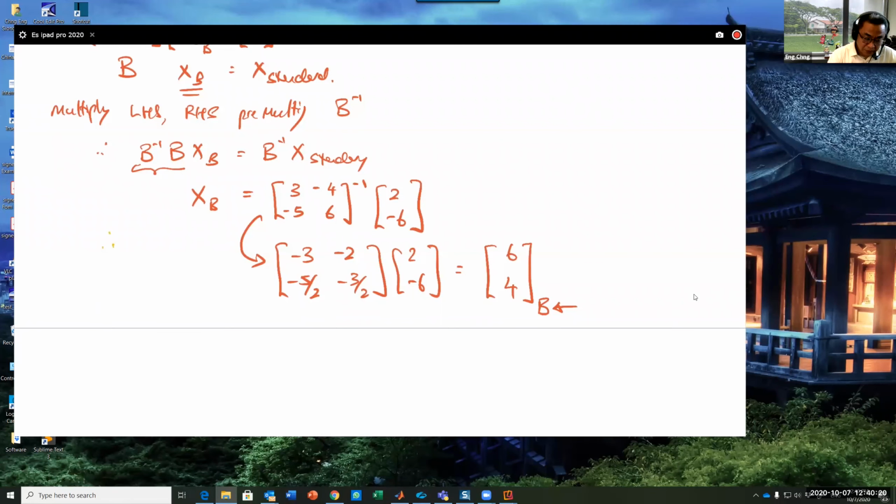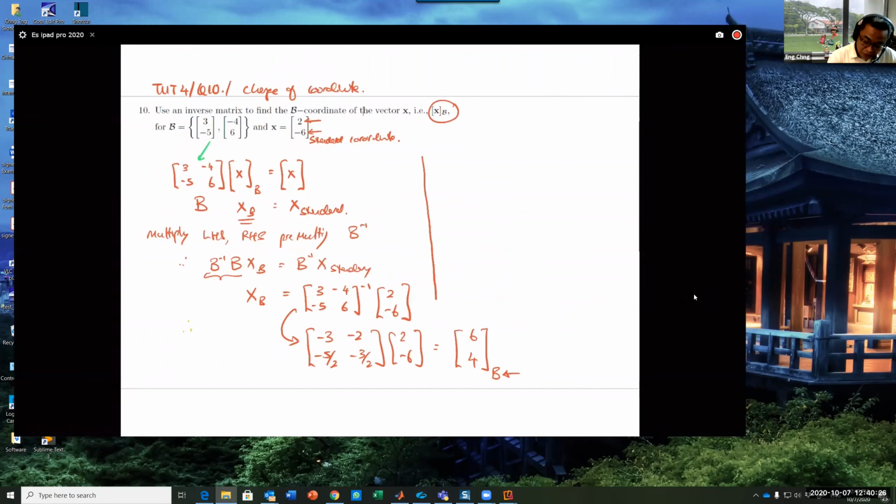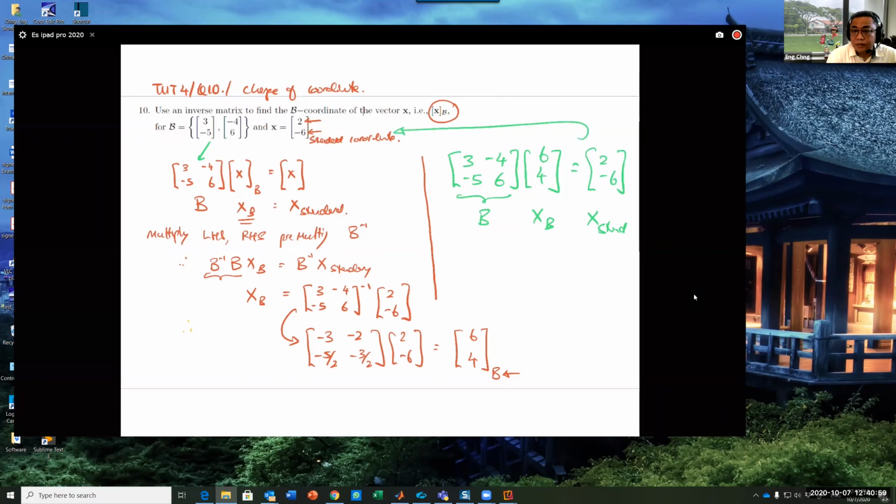Now, please don't forget to write the B at the bottom to say that this is 6, 4 using the B coordinate. As a sanity check, what we always do is that we now go up and perform 3, minus 4, minus 5, 6 multiplied by 6, 4. This is B, this is xB, and therefore this should be the representation in the standard coordinate. And the answer, we check it out, is equal to 2, minus 6, agreeing with what is given here. And we are done.